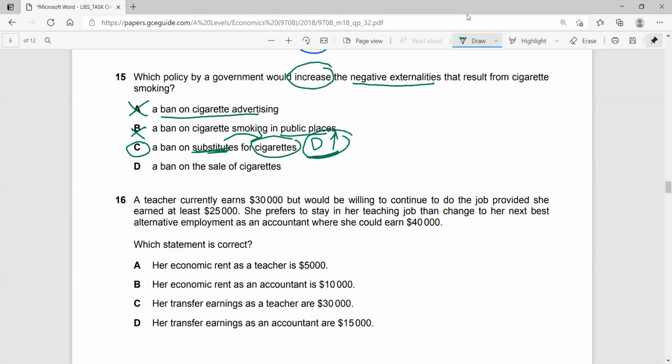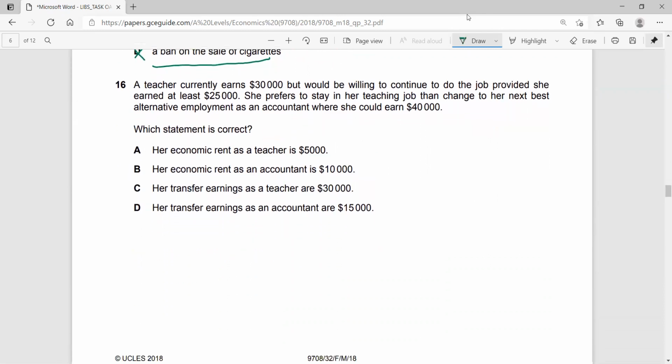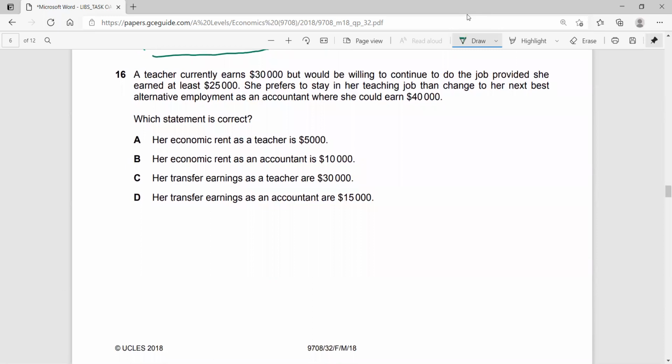So the demand for this would increase, the consumption would increase, and naturally, if there are more people smoking, you would have more negative externalities. A ban on the sale of cigarettes would do the opposite and would reduce negative externalities, which is why we can cross this out, because naturally, if you can't buy cigarettes, if it's illegal to smoke them or sell them, there will be less cigarettes consumed and thus less passive smoking and fewer negative externalities.